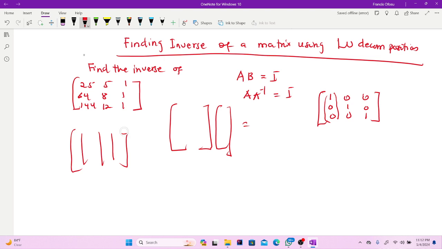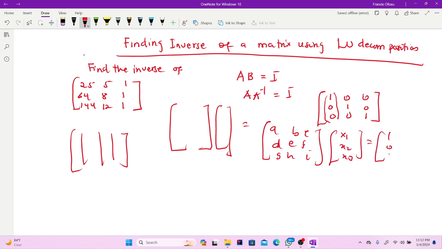If I want to find the first column of my inverse matrix, then I'll multiply A as my coefficient matrix, let's say A, B, C, D, E, F, G, H, I, multiplied by an unknown x1, x2, x3, which will be equal to 1, 0, 0. And this equation here will give me the first column of my inverse. Then I'll clear this 1, 0, 0.